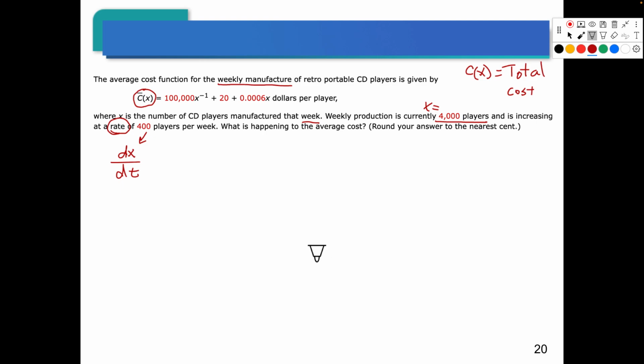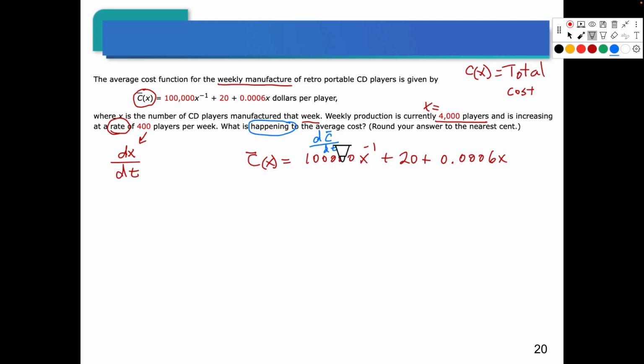Okay, so we just rewrite this thing. The average cost function is 100,000 x to the minus 1 plus 20 plus 0.0006x dollars per player. And what we're looking for, what is happening to the average cost. It's a little vague, but how is a more accurate question: how is the average cost changing over time? We know how the production is changing over time, by 400. We know how many we've got. What they want to know is what's the change in the rate of the average cost. Right? And average cost is a variable, so what they're looking for is dC bar over dt. That's what the question's looking for.